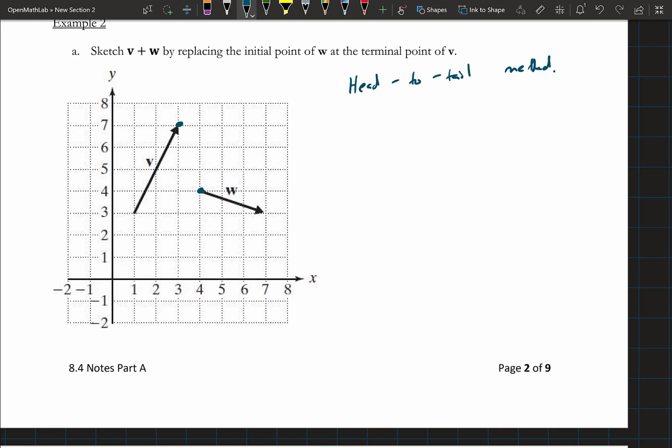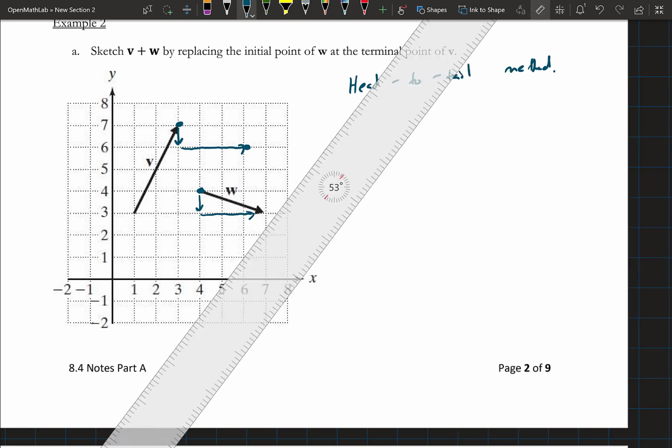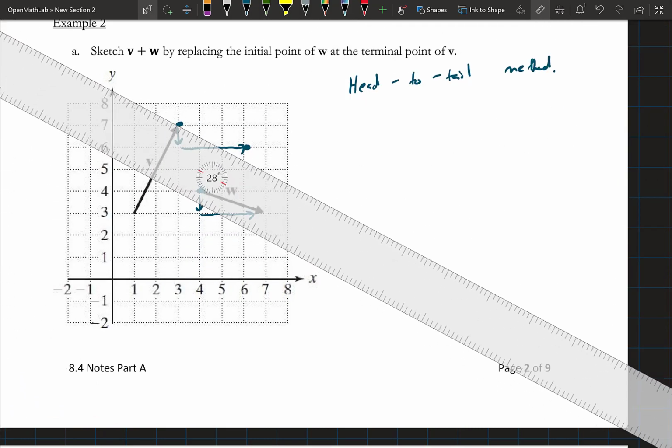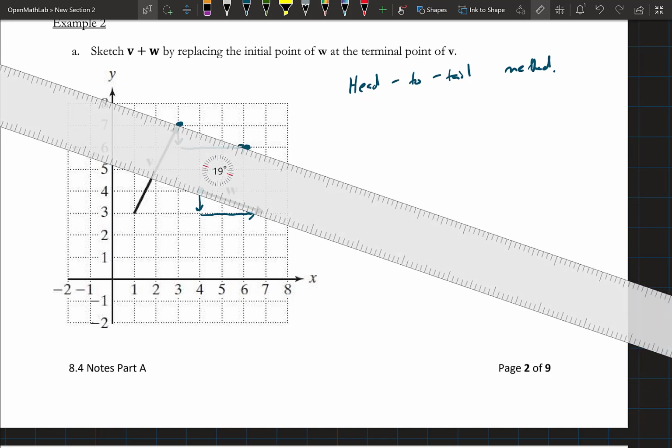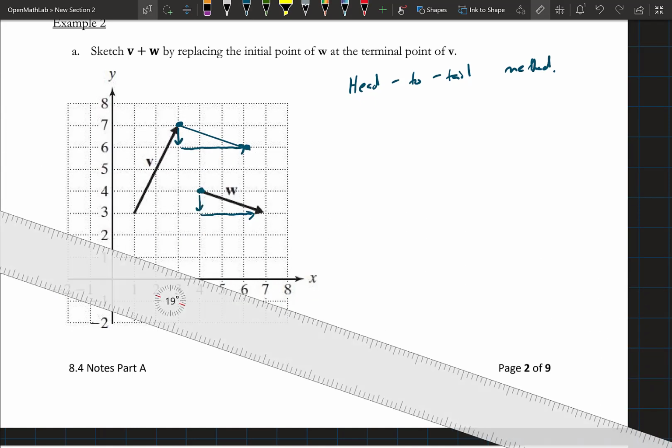So the way to think about it is, if this point comes up here to its head, then how do I draw this vector? I'm going to go downward 1, and then I'm going to go to the right 3 units, and that point would be where it ends. So then let me grab that ruler back and try to draw between these 2 points. I'm going to just get rid of those. So that is vector w.